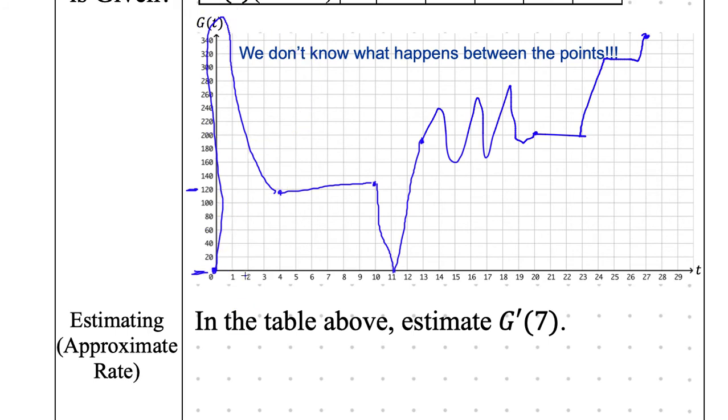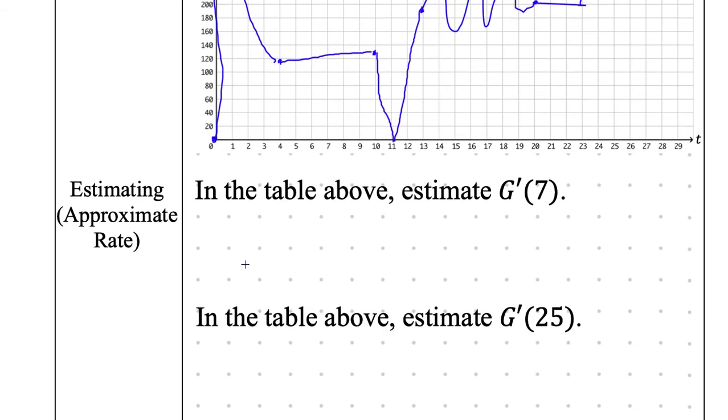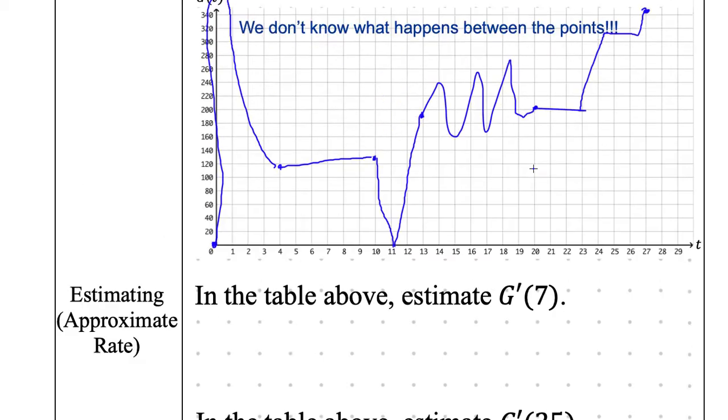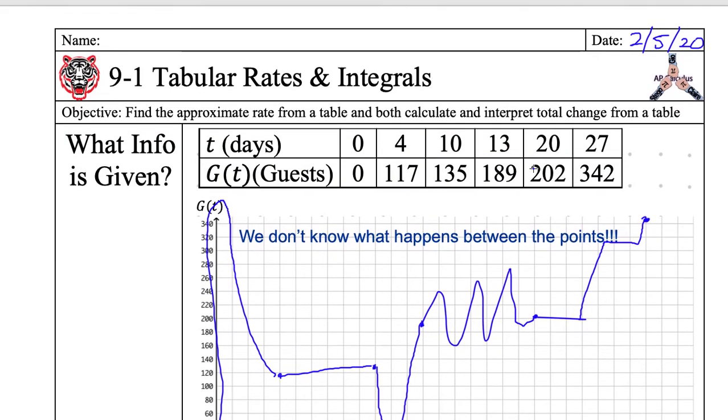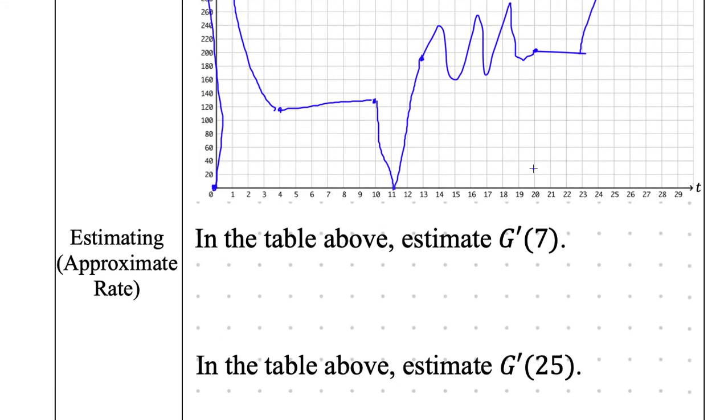Let's continue down to approximating g prime of 7. Very similar to the AP test, they'll say, what do you think g prime of 7 is? And you're like, wait a second, g prime? They gave us g. How are we supposed to find g prime? It's the same formula that we learned all the way back in Unit 1. What is the formula we learned all the way back in Unit 1?